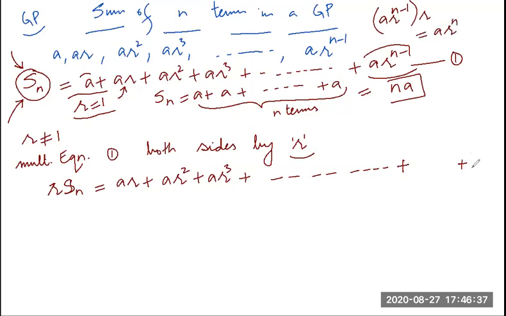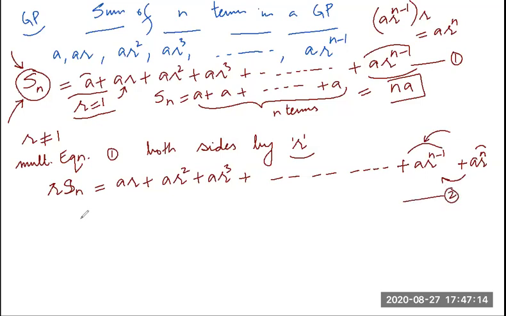Am I right? A r raised to power n minus 1 multiplied by r is simply a r raised to power n. Now, just imagine what will be the term before this? It will be a r raised to power n minus 1. Okay? Because powers are increasing: 1, 2, 3, 4. If this power is n, obviously in the last term, the power will be 1 less than n. Good. Now, this is my second equation.